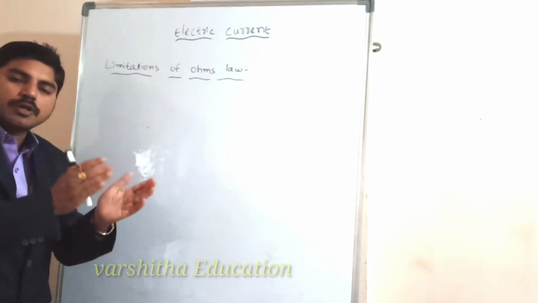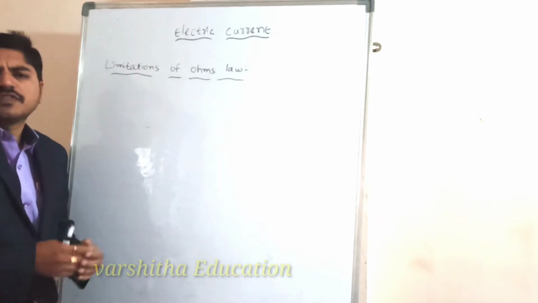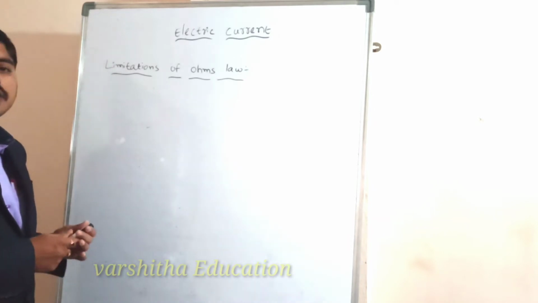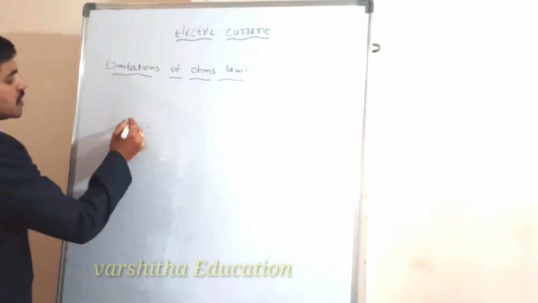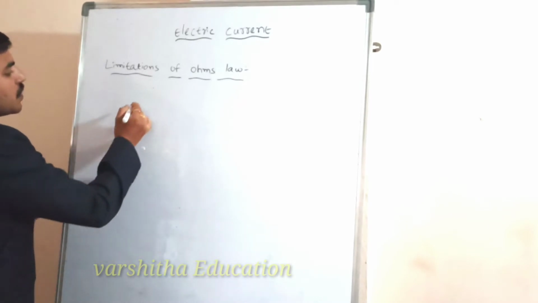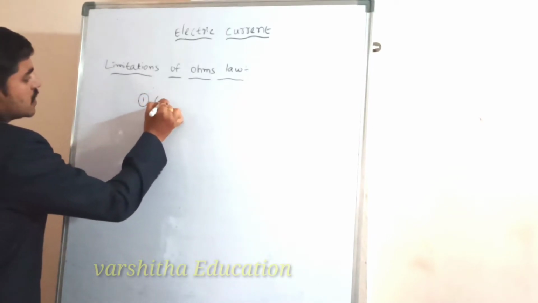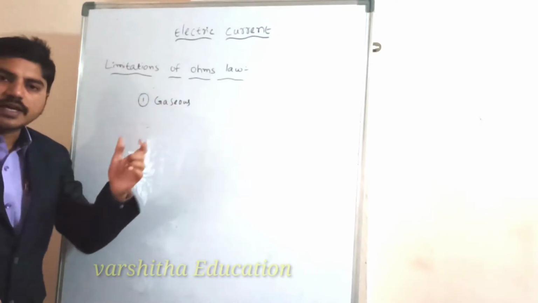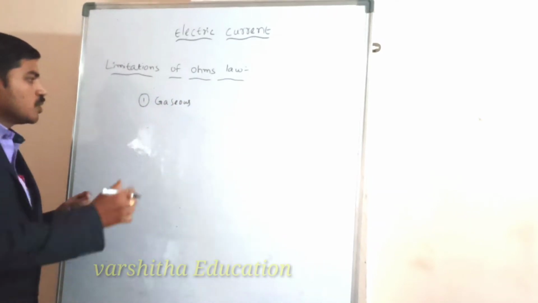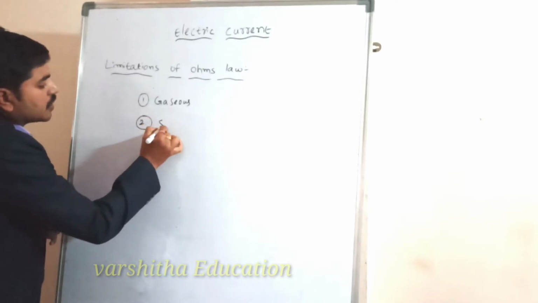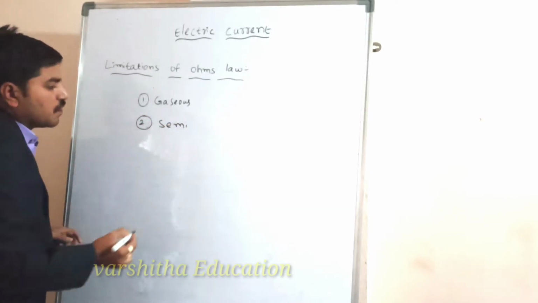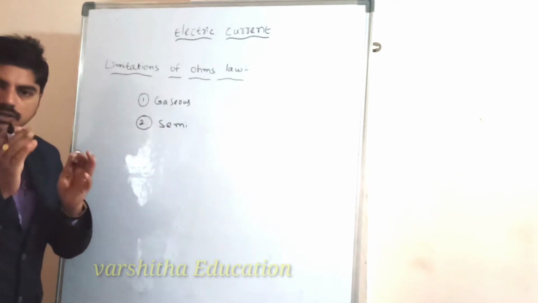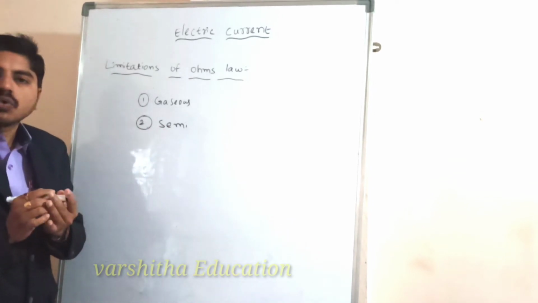It is applicable to different types of conductors, but it fails for gaseous conductors, and for semiconductors also. The first one is gaseous conductors, which it failed to explain, and the next one is semiconductors. So Ohm's law fails in semiconductors. These are the two drawbacks of Ohm's law.